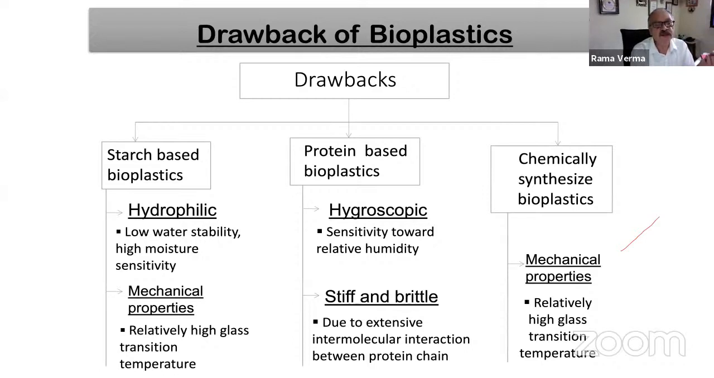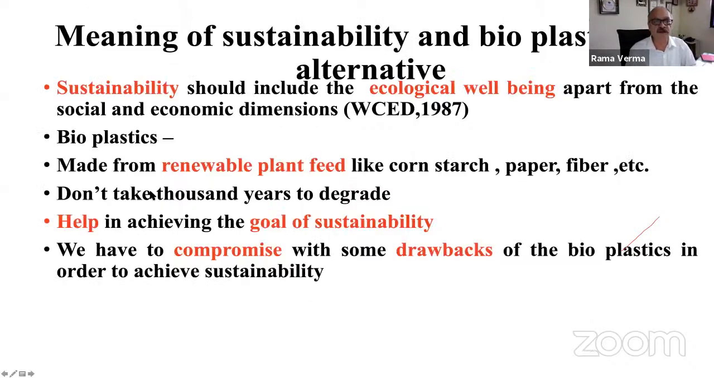So here, the starch-based bioplastic is more hydrophilic, meaning low water stability and high moisture sensitivity, and mechanical properties are good, with a very high glass transition temperature. They can sustain higher temperatures. But protein-based bioplastics, which are hygroscopic, can behave differently when the humidity increases. Okay, they are also stiff and brittle. Once they are broken, they cannot be joined together. Chemically synthesized bioplastics have their own mechanical properties. I'll tell you later on what those are.